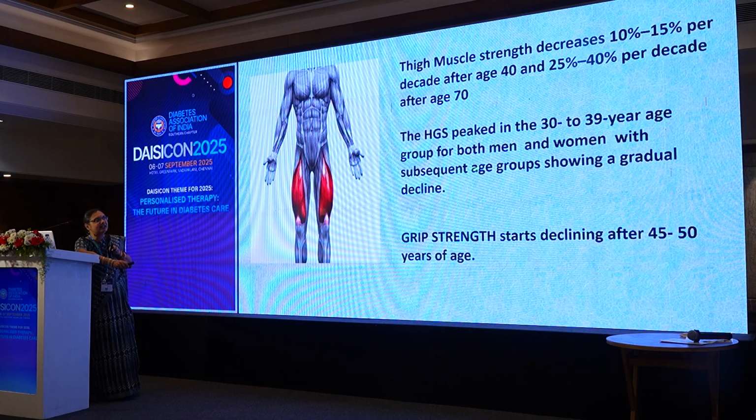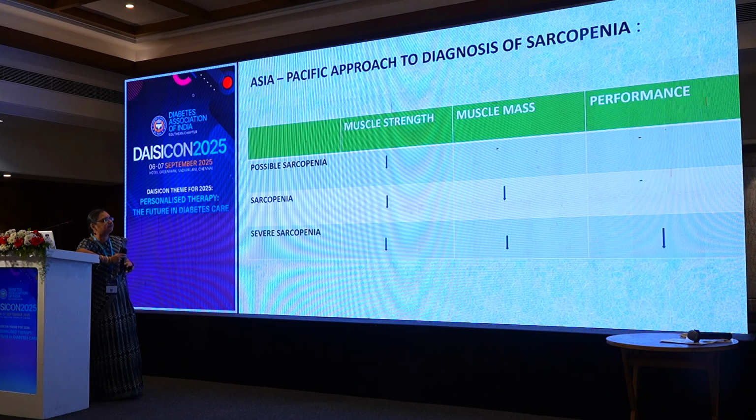And the hand grip strength peaks around 30 to 40 years, and subsequently, beyond 40 to 45, it shows a gradual decline. So grip strength starts declining after 45 to 50 years of age.